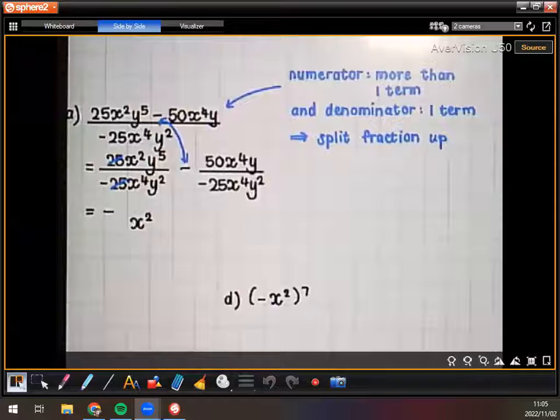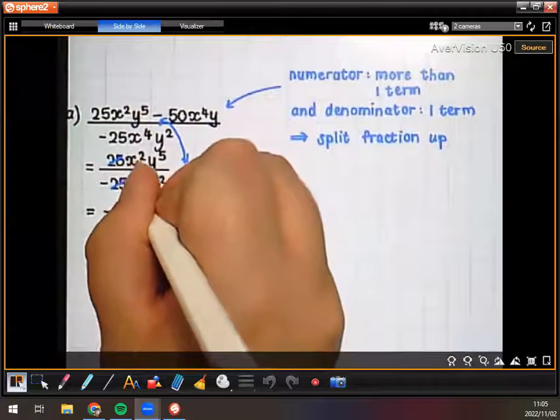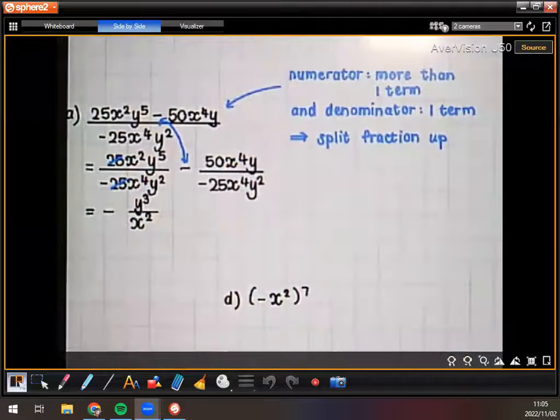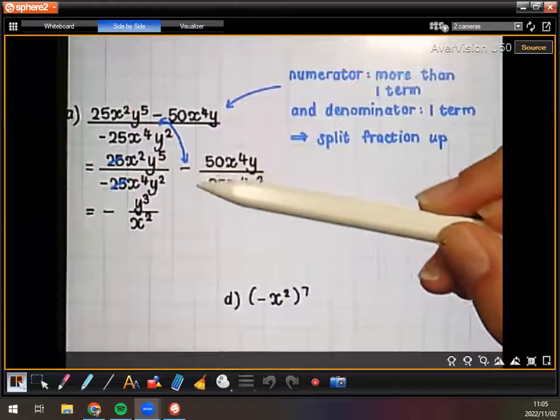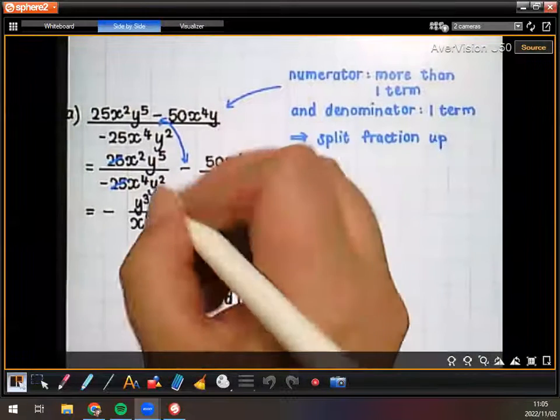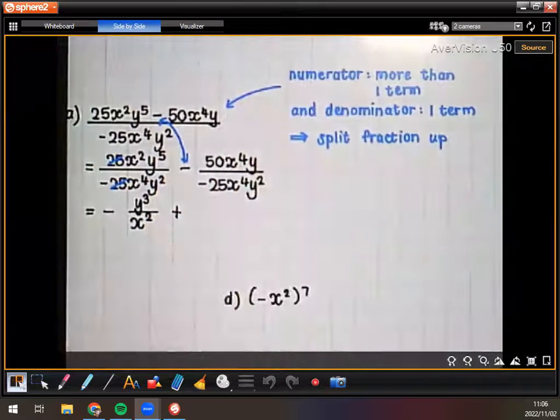What's happening with the y's? Where do I have more y's? At the top. How many more? 3. So I'm going to have y to the power of 3 at the top. You have to, guys. If you put that y at the bottom, it's wrong, or if you put the x at the top, it's wrong. Now what's happening in the next one, guys? A negative and then a negative at the bottom. What happens when you have two negatives next to each other? A plus, so the next term is actually going to be positive.